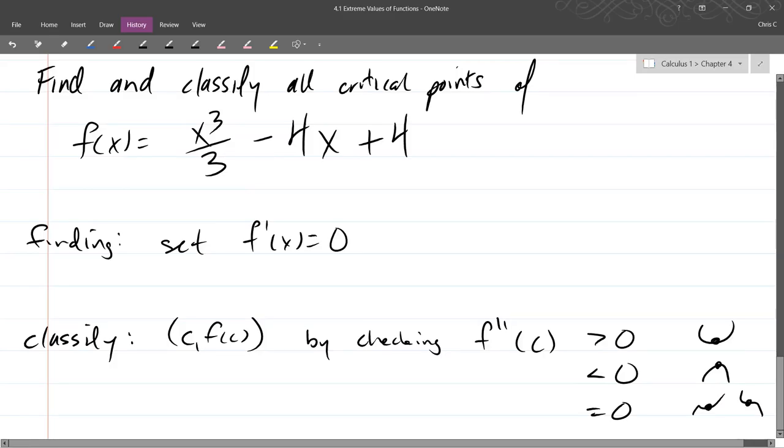All right, so take the derivative, set it equal to 0. I chose the easy polynomial. Not hard to take the derivative and set it equal to 0. So do that right now. You should have more than one solution for that.